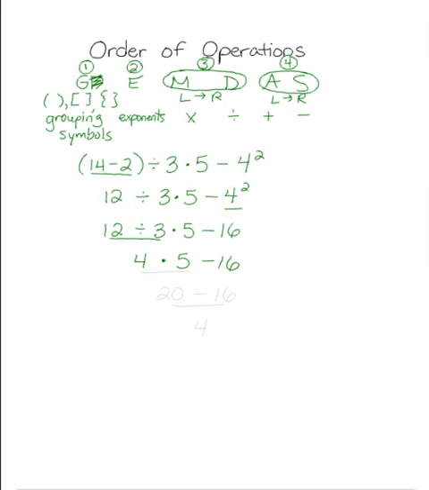We are still on the third step because we have not completed all the multiplication and division. We have multiplication to do now. 4 times 5 is 20. So now we have 20 minus 16. The last step of order of operations is to do any addition and subtraction from left to right. We only have one problem left to do, which is a subtraction problem, and that is our last step. 20 minus 16 is 4.